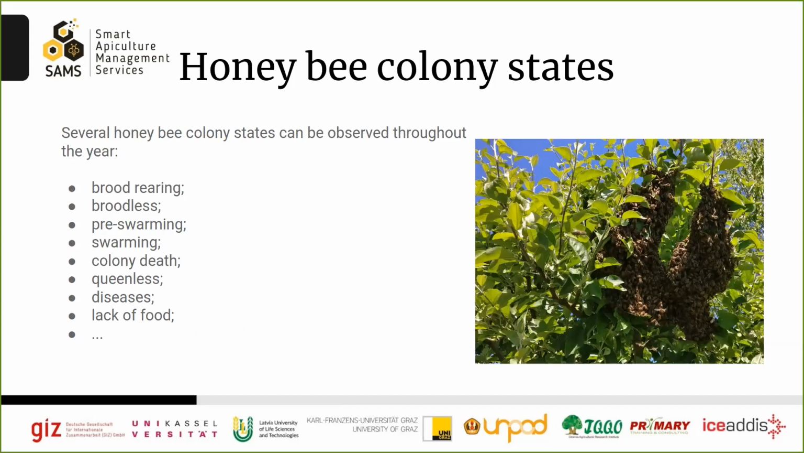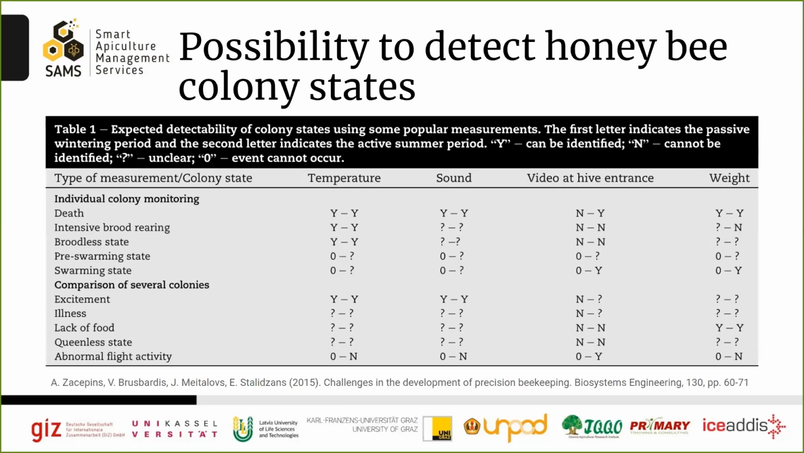If we talk about honeybee colony states, then during the whole year we can observe various states like brood rearing, swarming, colony deaths, and others. It is possible to detect such states, as in this table that summarizes the colony states and the type of measurements that we can take. We can see that with temperature we can recognize the majority of them.